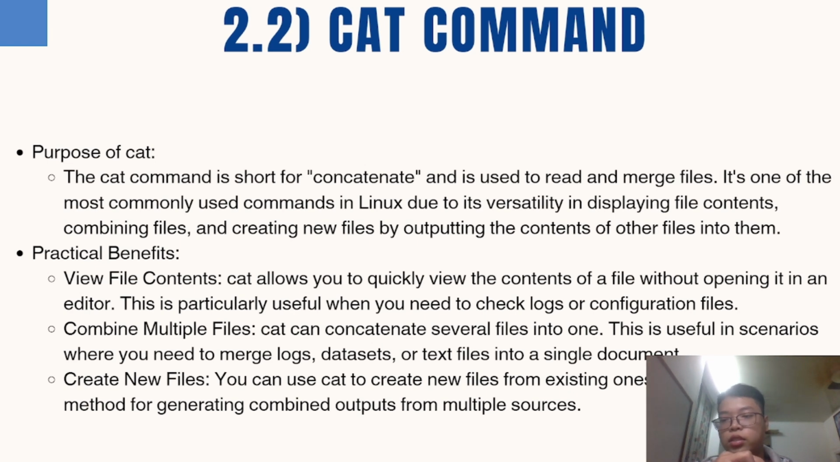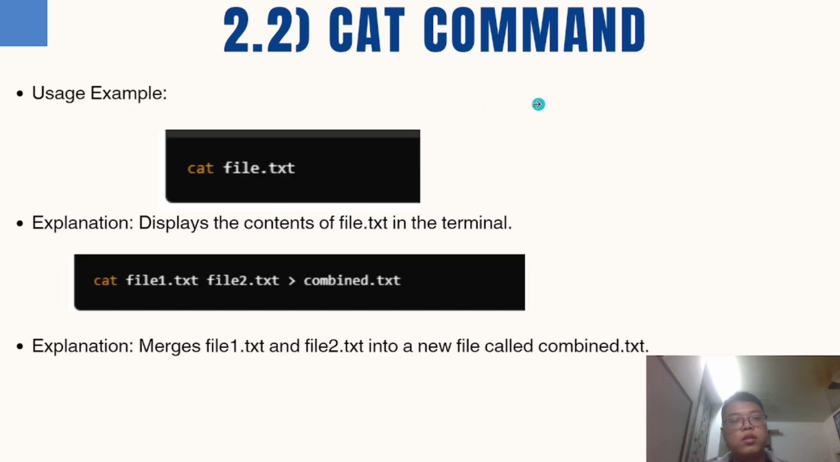This is useful in scenarios when you need to merge logs, data, or text files into a single document. The last thing is you can create new files. You can use cat to create new files from existing ones, a simpler method to generate combined output from multiple sources.